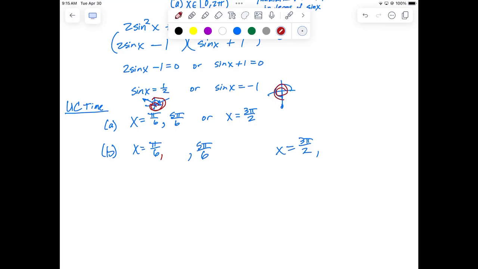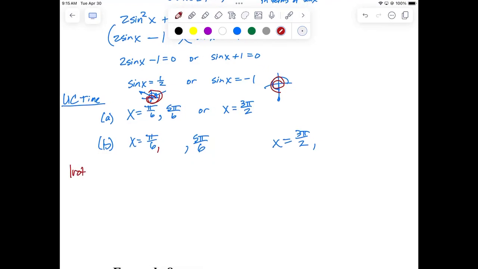Coterminal. We just need to add a full rotation to them, don't we? That's all we need to do. Get these and then add a full rotation to them. So what is pi/6 plus a full rotation? No, you don't add 6 pi/6 to it. That's a half rotation. Sillies, one rotation is 2 pi, which is 12 pi/6. Be careful. So 12 plus 1 is 13 pi/6. Y'all are silly. You added a half rotation to it.